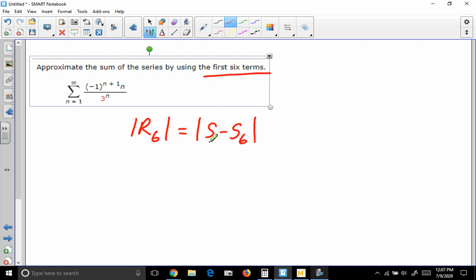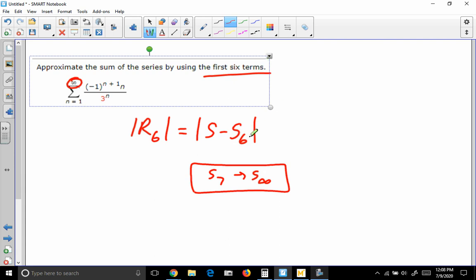So say that again. If we take what it actually adds up to, if we go all the way to infinity, of course we can't go all the way to infinity, if we subtract the first 6 terms, then this is including the 7th term all the way through the infinite term. So this is saying whatever is left, that's how much error we have. That's what we're not accounting for if we stop at 6 terms.